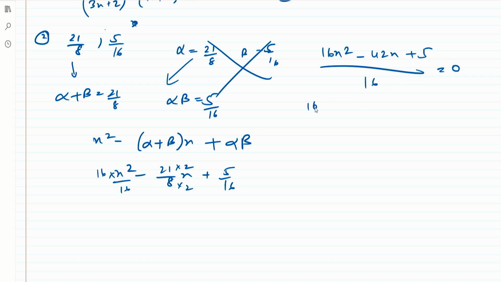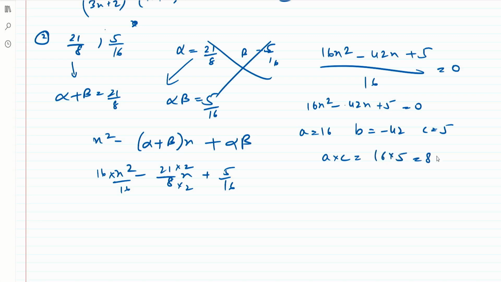So what is the equation? 16x square minus 42x plus 5 is equal to 0. Any doubts? Clear? Now a value is 16, b value is minus 42, c value is 5. Now a into c is 16 into 5, which is 80.